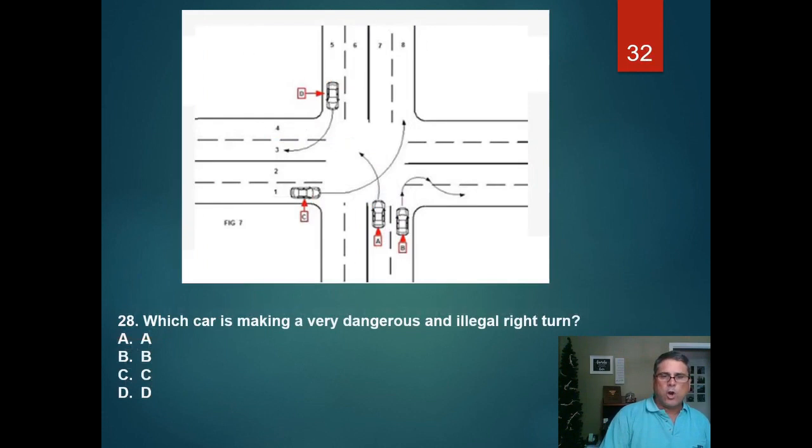Which car is making a very dangerous illegal right turn? Obviously, this one is because they're going wide, but this one's making it because they're doing 2 things wrong. They're going wide, and they change lanes within 100 feet of the intersection. So that is bad. So car B is the wrong one.